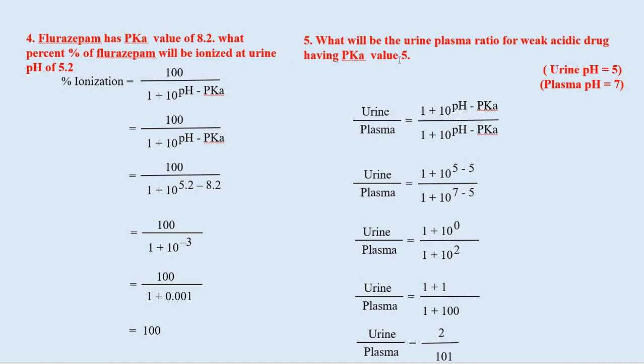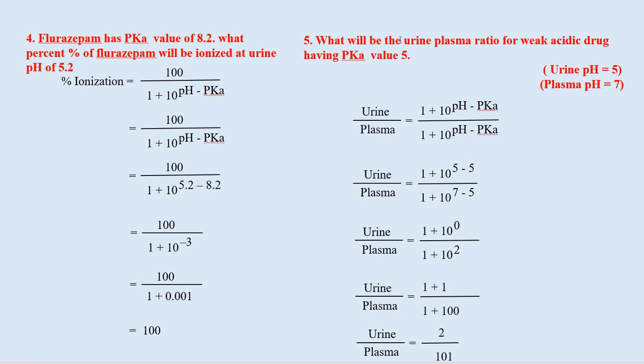Okay, and then the next one is: what will be the urine plasma ratio for a weak acidic drug having pK value 5? Sometimes in the question they give the urine pH and the plasma pH, but in some questions they won't give such data. In that case you have to go with the physiological pH of the respective body secretion, so you have to know the physiological pH for the urine and for the plasma.